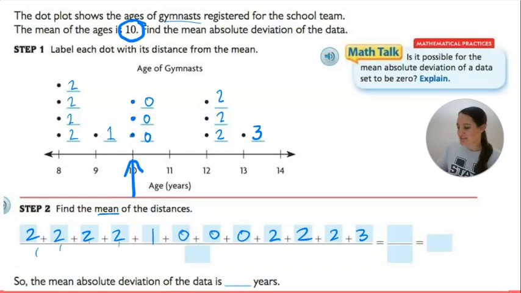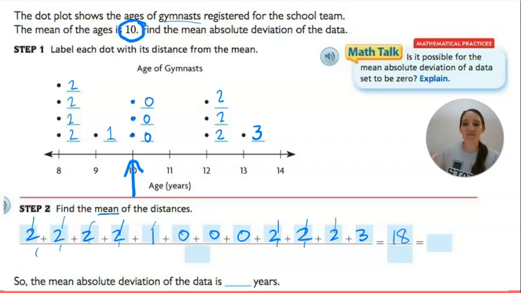2, 4, 6, 8, 10, 12, 14, 15, 16, 17, 18. Is that right, guys? 1, 2, 3, 4, 5, 6, 7, 8, 9, 10, 11, 12, 13, 14, 15, 16, 17, 18. Good, 18. Okay.